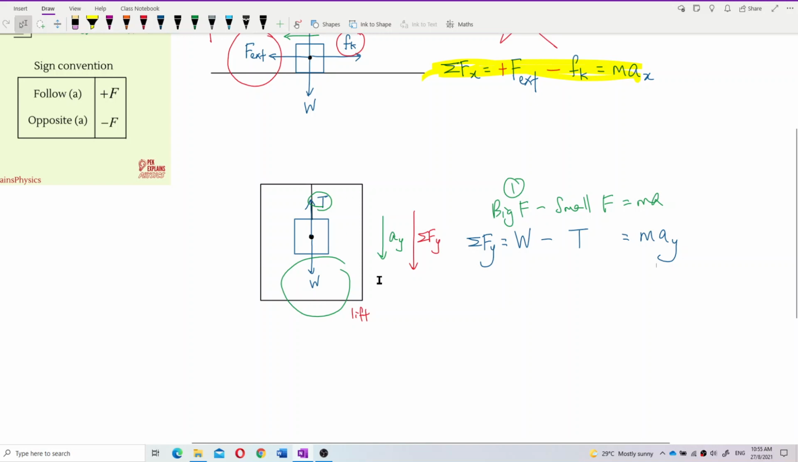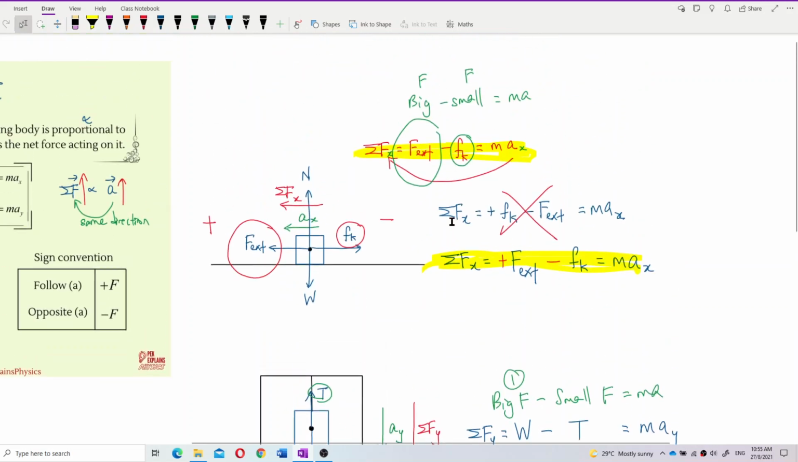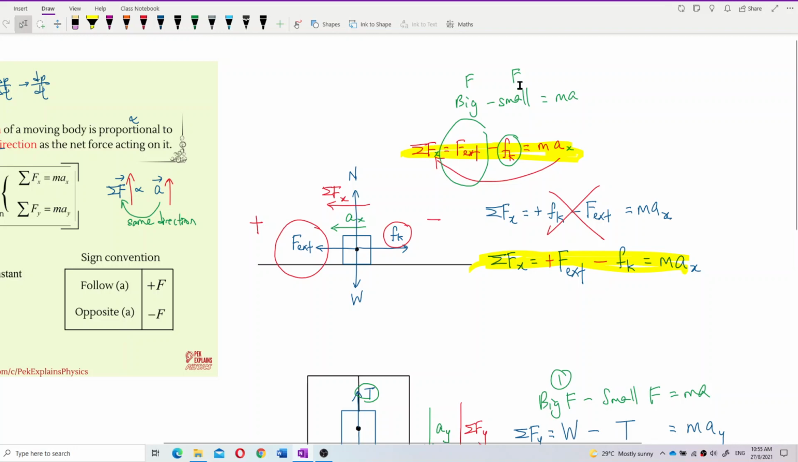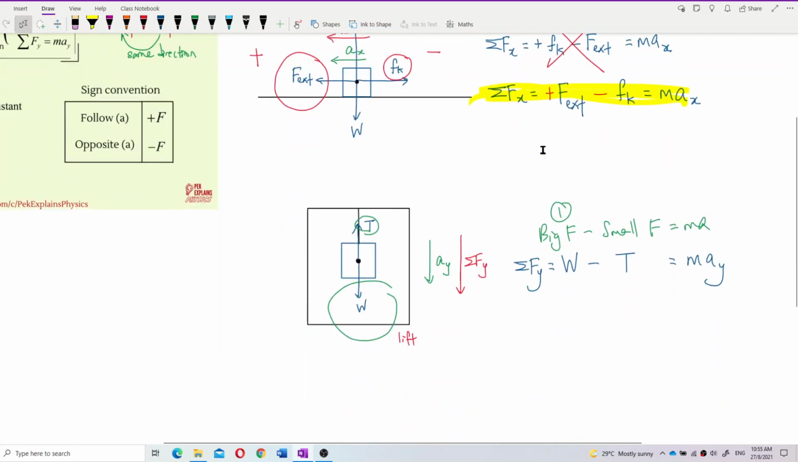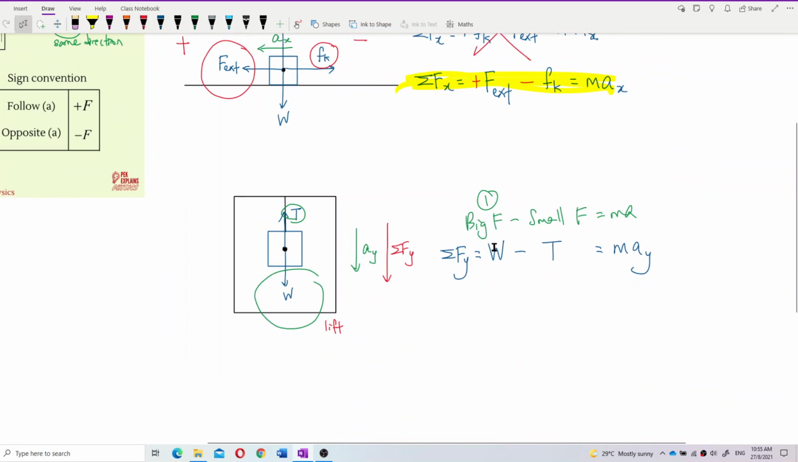If acceleration is upward, then the tension is bigger than the weight. So it all actually follows the acceleration. We can say these two systems are the same: big force minus smaller force, or we say follow acceleration, opposite action. So we get weight minus tension equals MA.